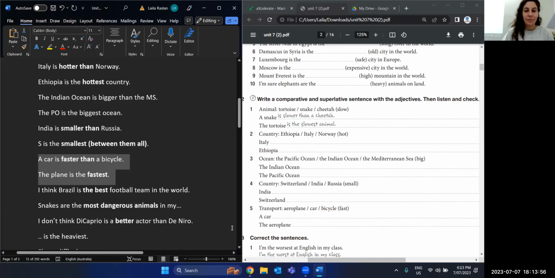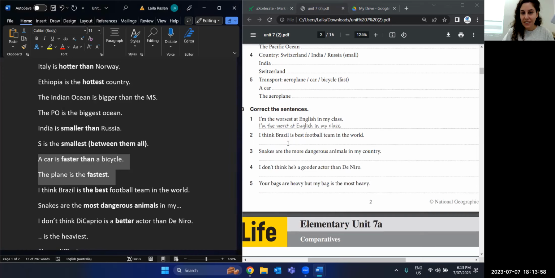Number 3. So now we have to correct the sentences. So the first one, I'm the worst, because not EST, we want just the worst. I'm the worst at English in my class. Compared to many people, this was the irregular for the superlative.